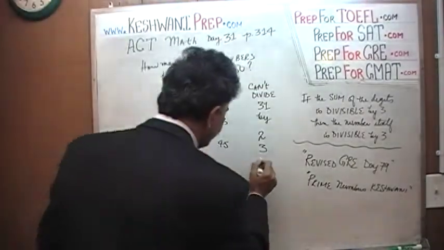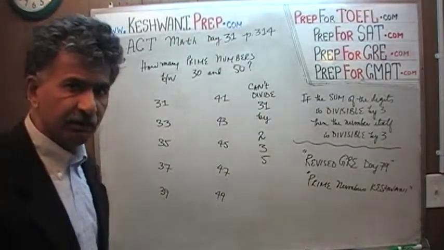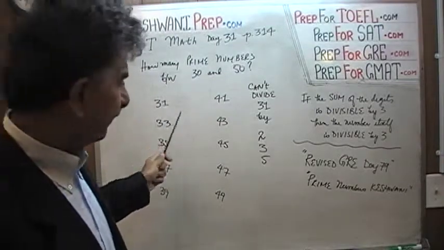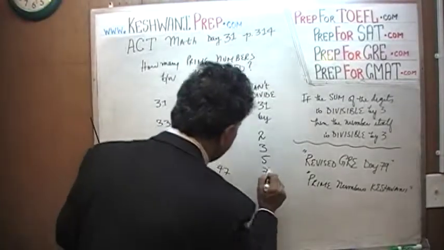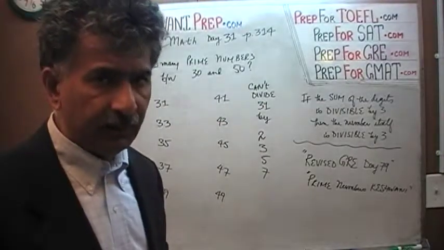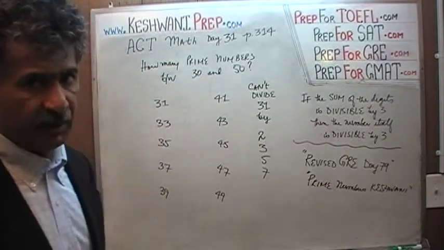Let's move on to 5. Is 31 divisible by 5? The answer is no, because in order for a number to be divisible by 5, it has to end in a 0 or a 5. The next prime number is 7. Is 31 divisible by 7? The answer is no, because we know that 7 4s are 28 and 7 5s are 35. This one falls between 28 and 35. It is not divisible by 7.